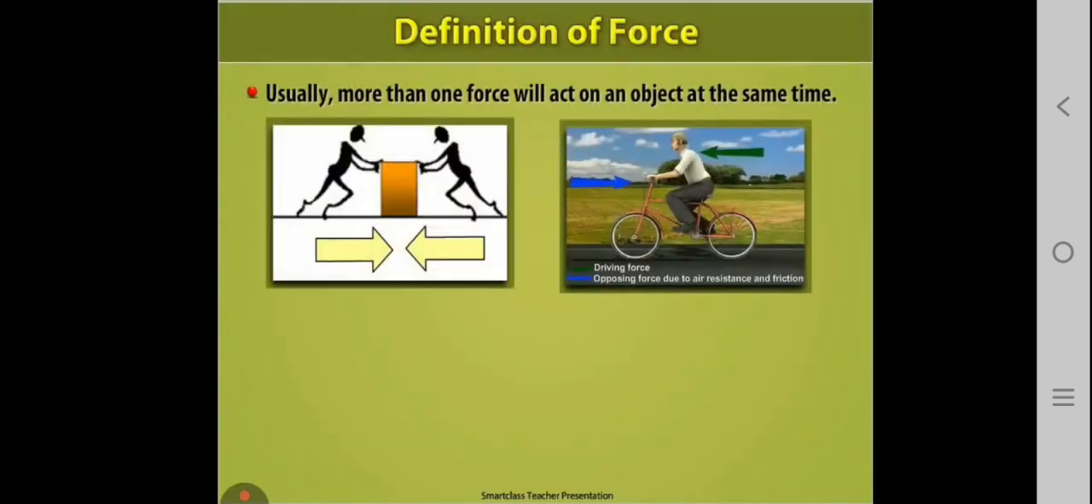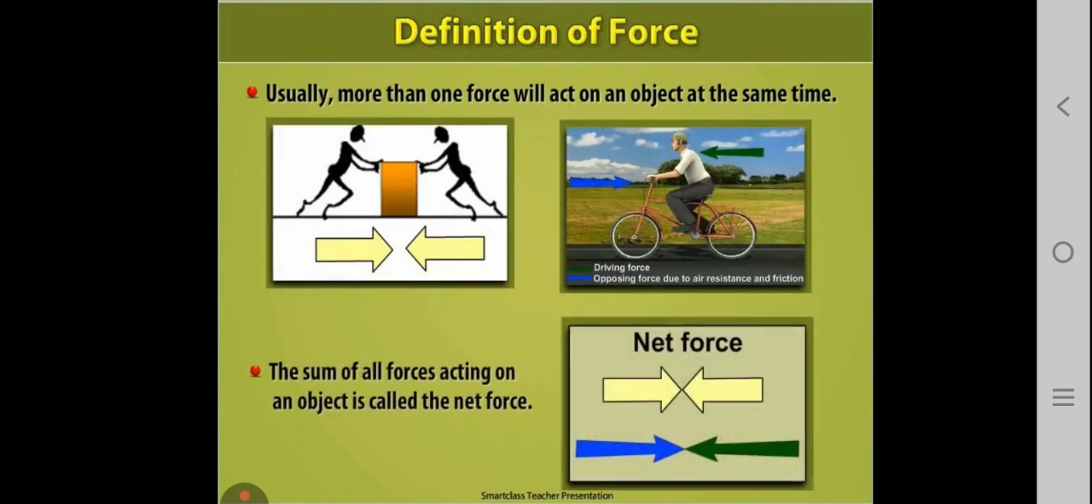Usually, more than one force will act on an object at the same time. The sum of all forces acting on an object is called the net force.